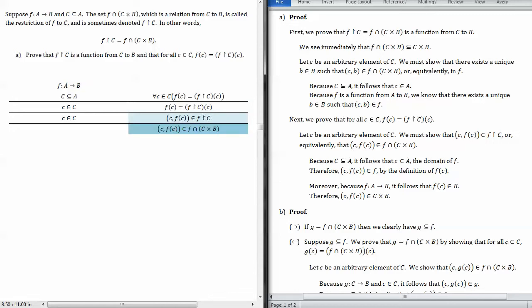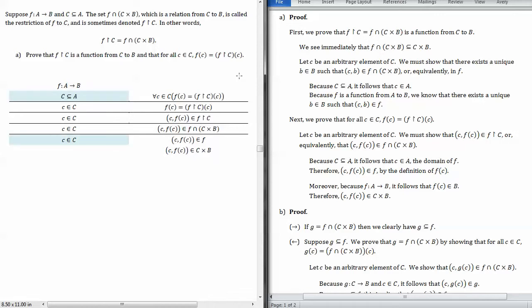So in order to prove that, well, what is this set? It's defined in our problem statement. We can replace it by f intersect c times b. And so we've got to show that this ordered pair is in f and it's in C times B. Neither of these are too hard. Let's just think them through.